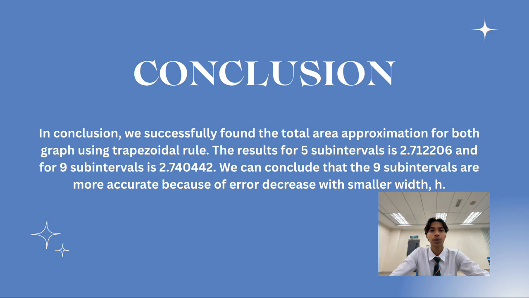In conclusion, we successfully found the total area approximation for both graphs using the trapezium method. For the 5 subintervals it is 2.712206 and for the 9 subintervals it is 2.740442. We can conclude that the 9 subintervals are more accurate because the error decreases with smaller width, which is h.